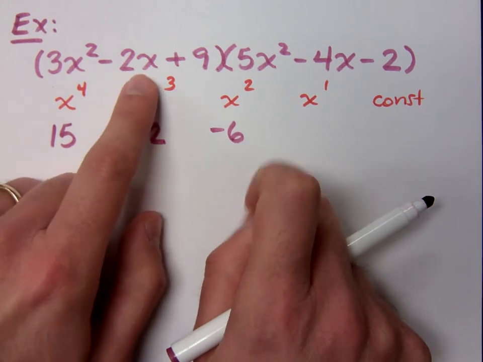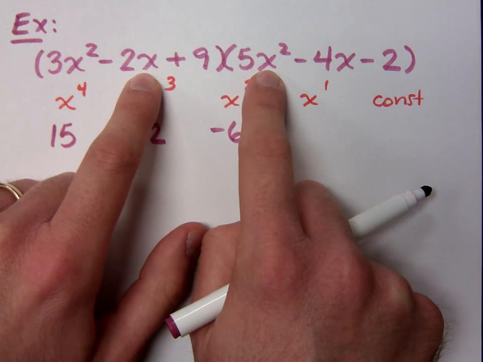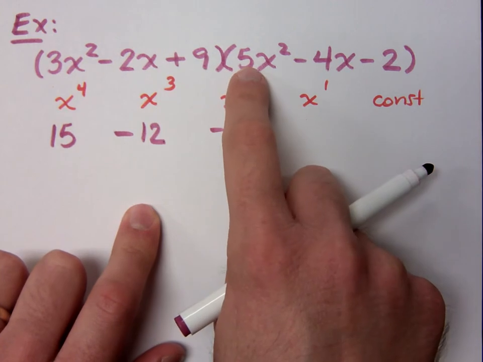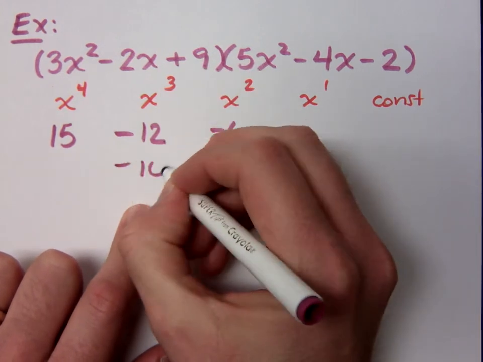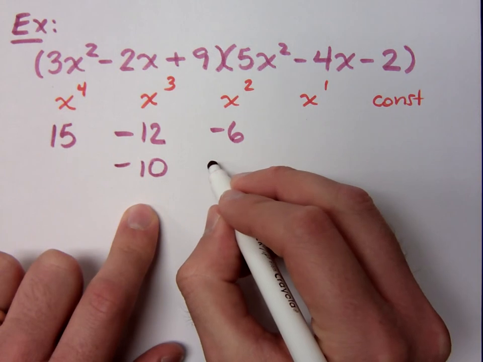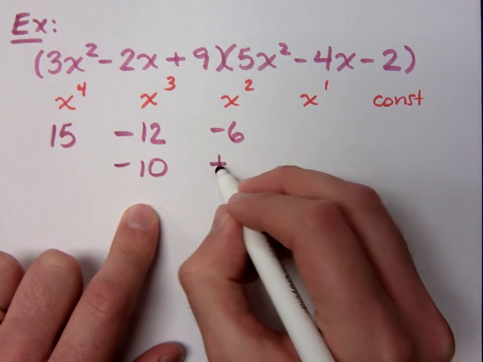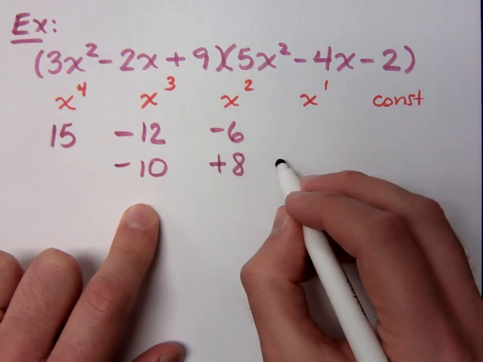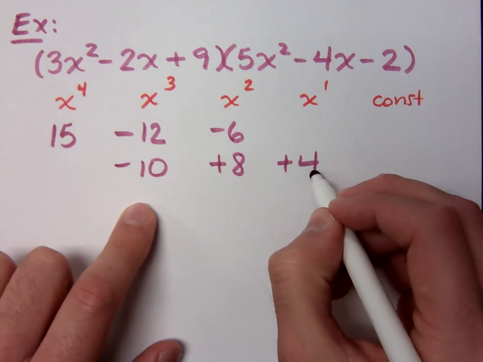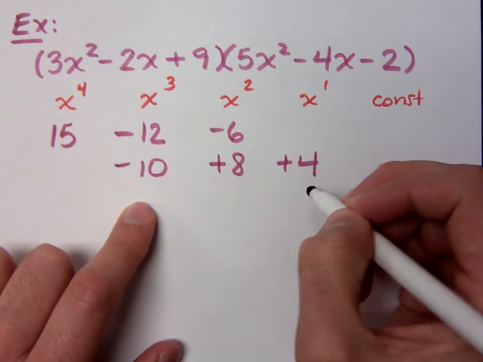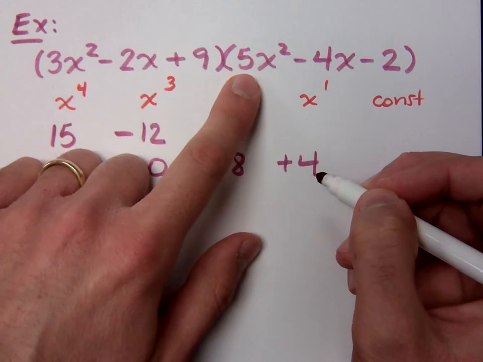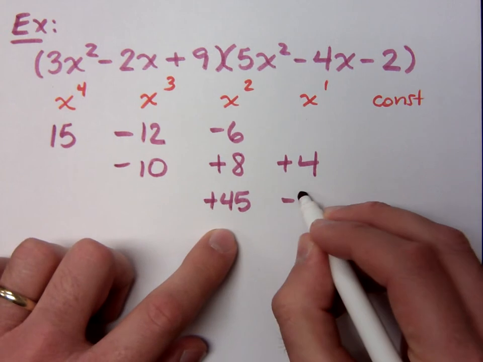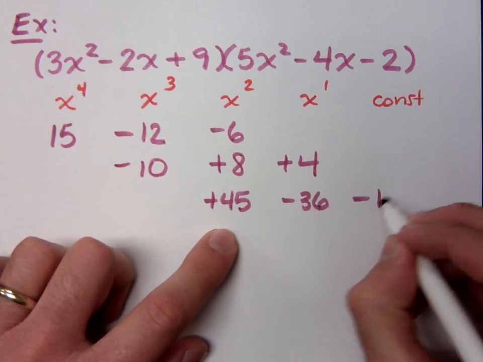When I do x times x squared, where am I going to end up? On the third. Under x cubed. So what's negative 2 times 5? Negative 10. Then what? It's a positive 8. Plus 8, and then what? 4x. So I'm just going to put a plus 4 there, underneath the x column, right? Keep going with the 9. 9 times 5x squared is 45x squared, so it's a positive 45, a minus 36x, and a minus 18.